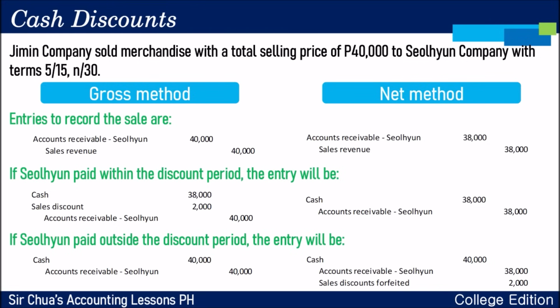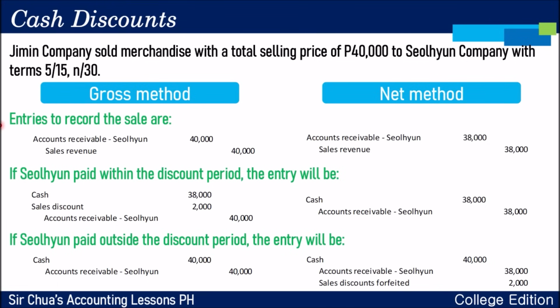Sir, bakit po ganun? Sa gross method, ang recording natin ng revenue, 40,000. Yung net method, ang revenue natin, 38. Hindi po kaya mas mababa ang net income natin pag ginamit po natin yung net method? Okay, huwag kayong malilito. Actually, pareho lang. Kasi tingnan nyo mabuti.